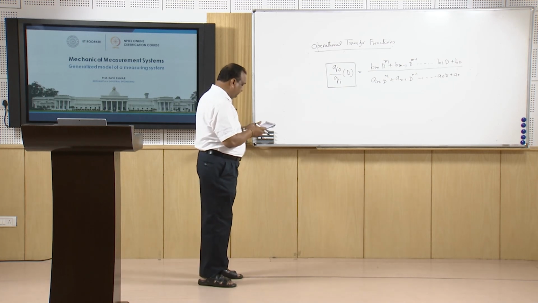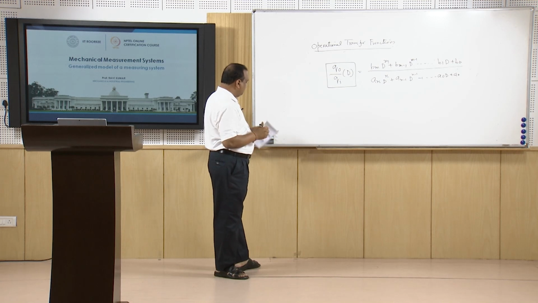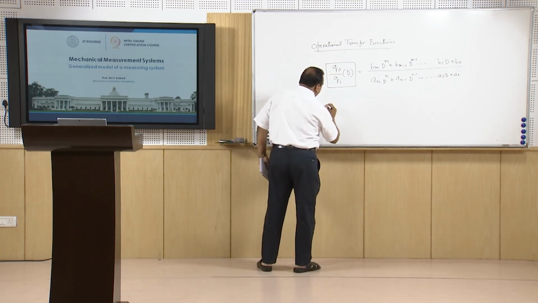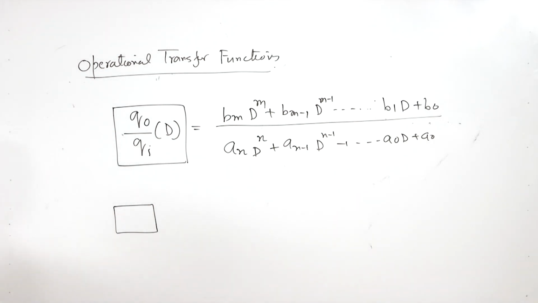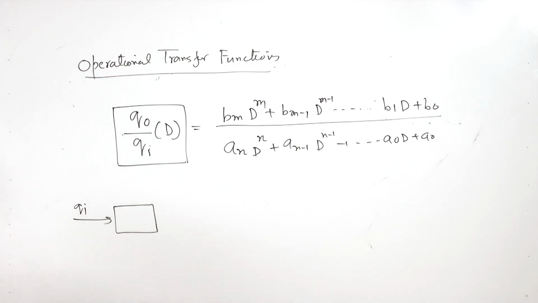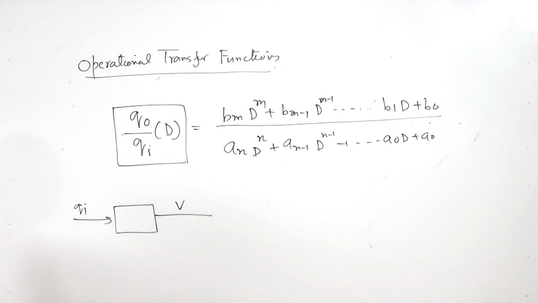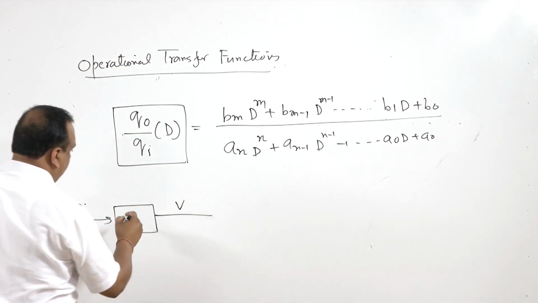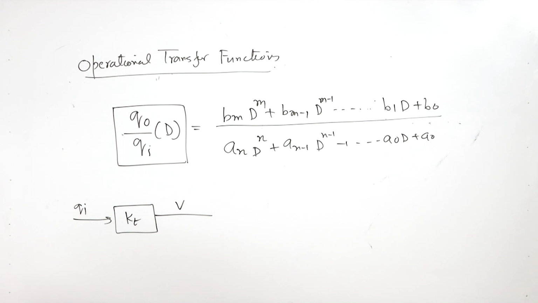Suppose I'll give you an example. Suppose I want to measure the output of a certain transducer. There is some input QI, and I want to measure a certain output. The output of the transducer is in volts, and it has some transfer function. Let us say it is KT, transfer function KT for the transducer.